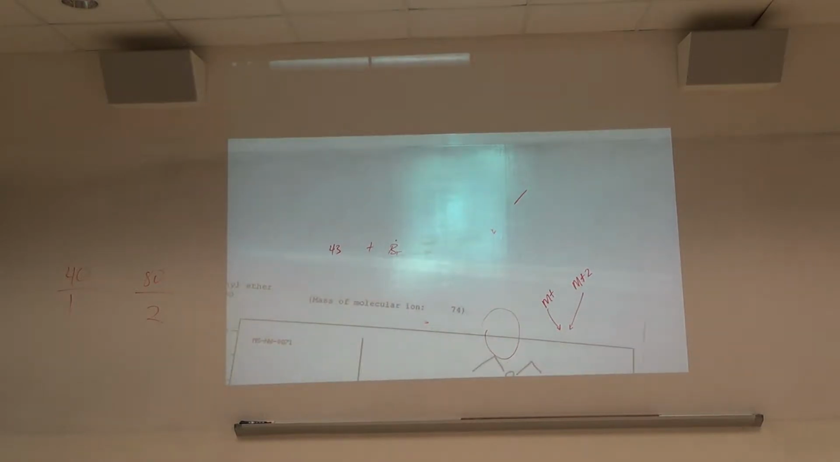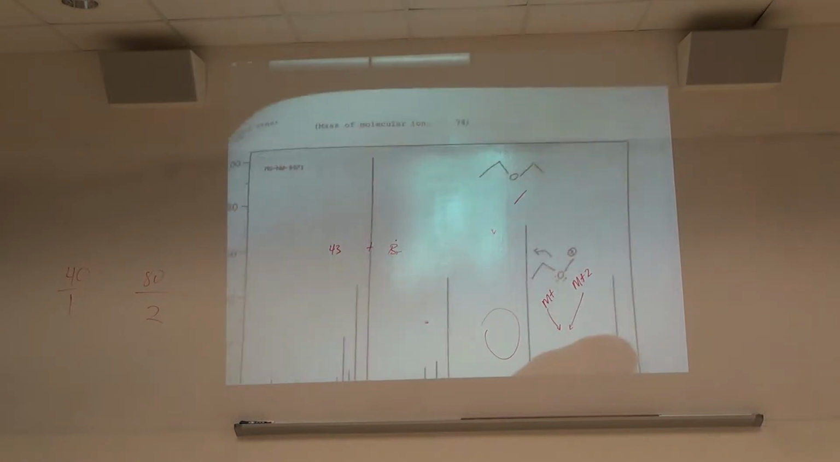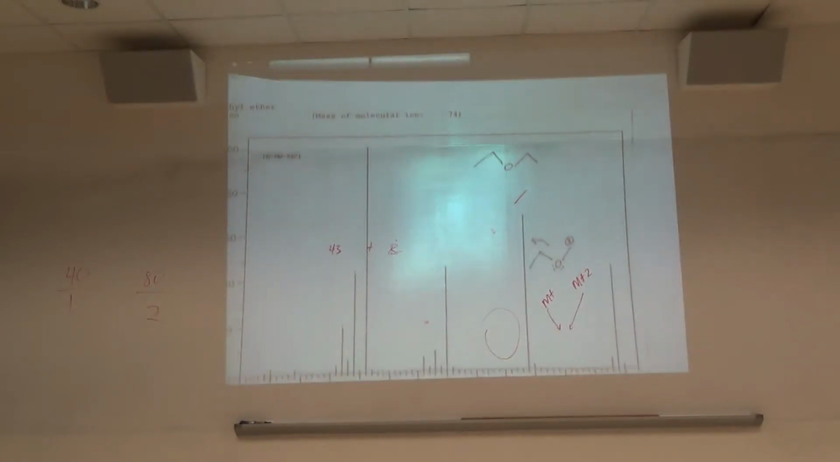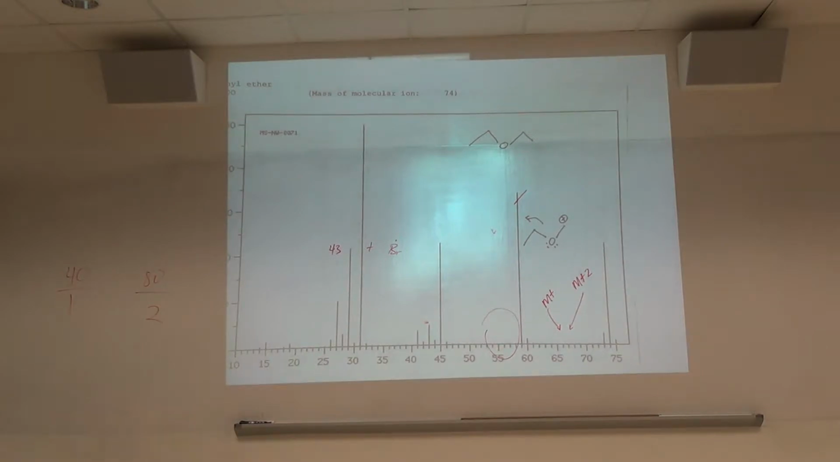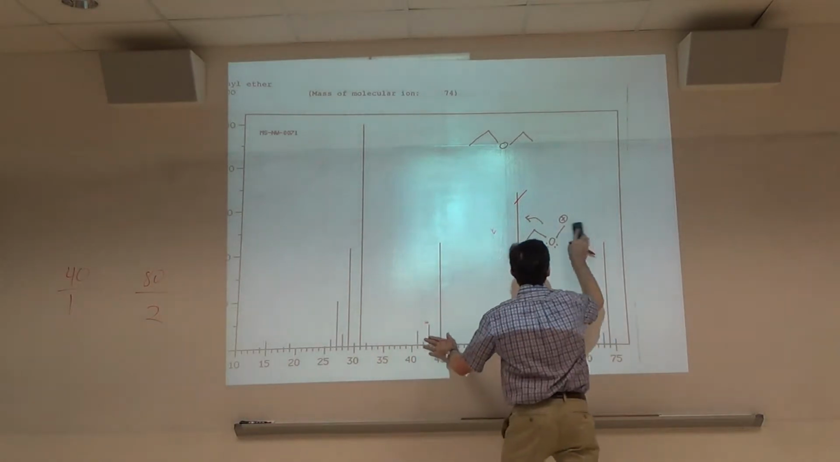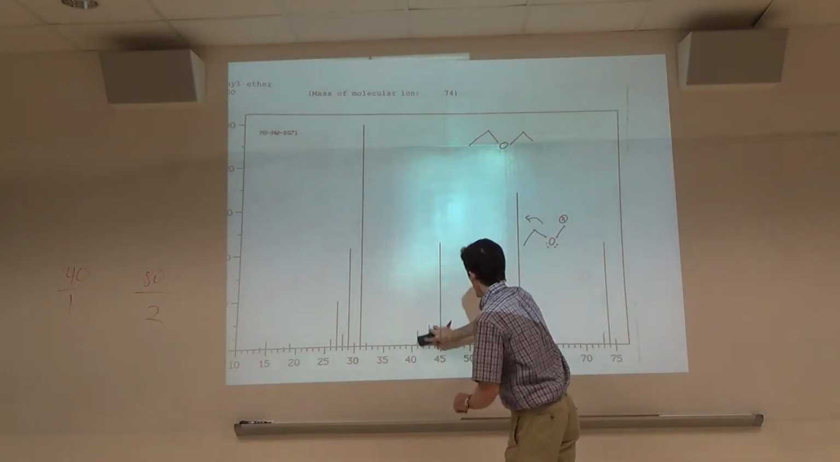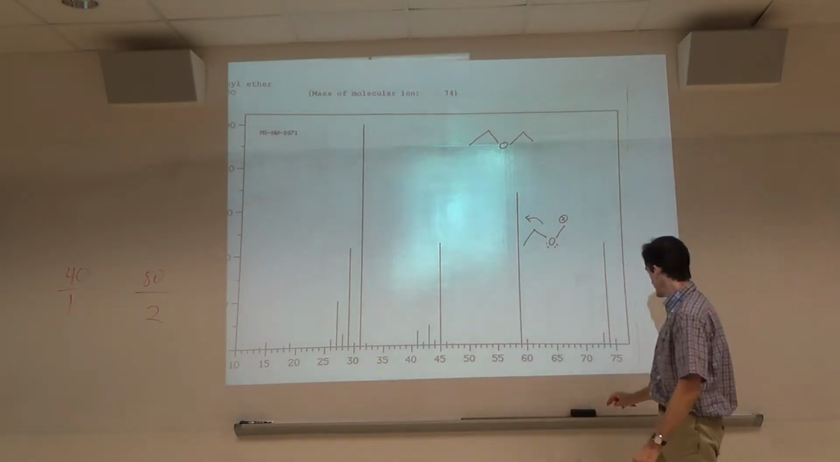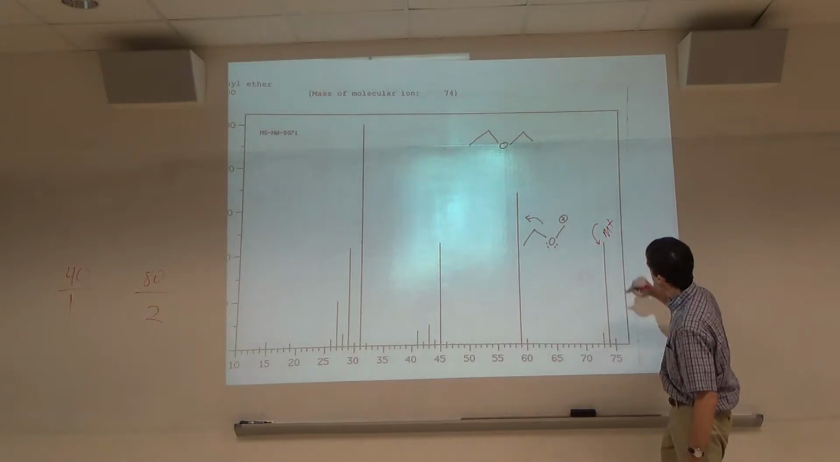Okay, let's look at other functional groups and get to some that are more predictable. Here we have an ether. Molecular weight is 74. Add it up. So the molecular ion would be 74. Do we see a 74? Yeah. So there's your molecular ion.